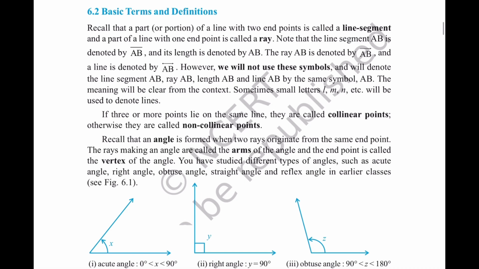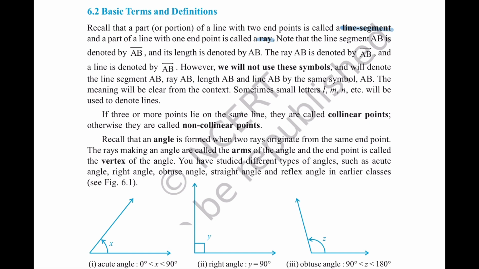Talking about basic terms and definitions, we come across line segment and ray. Friends, a line with two endpoints is called a line segment, whereas a line or a part of line with one endpoint is called a ray. In terms of science, if you switch on a torch, then a ray will be there. So the source is the torch. So here the source is that one point of that particular line.